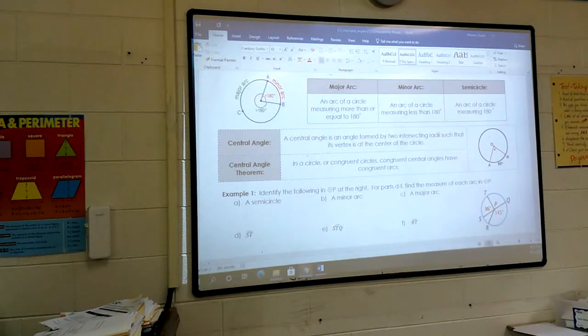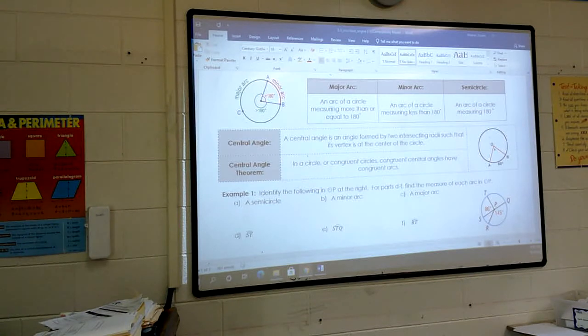And in circles, this is the inscribed angles. So obviously inscribed means it's going to be inside of the circle. If you look at the picture up there, you see that they have some vocabulary that you should know.